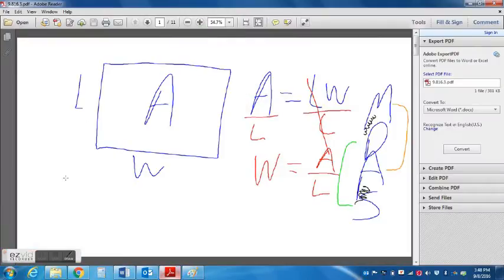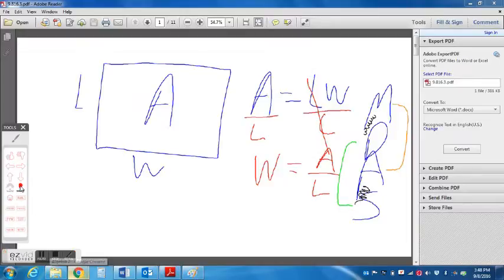So here's the first thing we covered today. First, we just talked again about the area of a square or a rectangle. Remember, we just multiply length times width to get our area. But today we're going to be talking about manipulating equations.